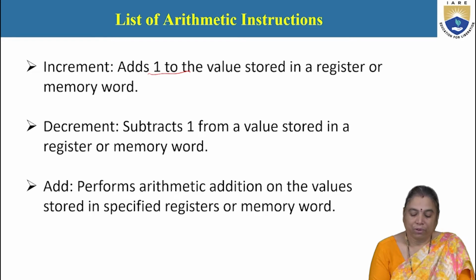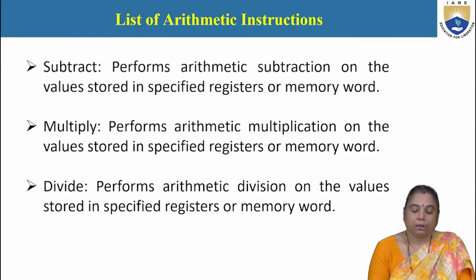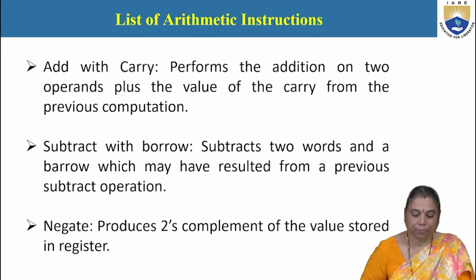Add performs an arithmetic addition on the values stored in specified registers or the memory word. Subtract performs the arithmetic subtraction on the values stored in the specified registers or the memory word. Multiply performs arithmetic multiplication on the values stored in the specified registers or memory word. Divide performs arithmetic division on the values stored in the specified registers or the memory word.